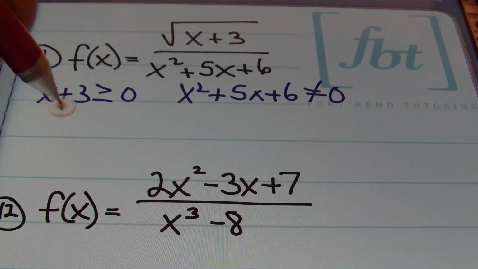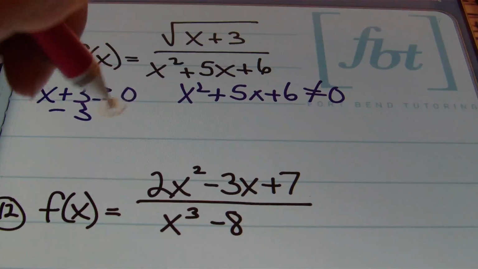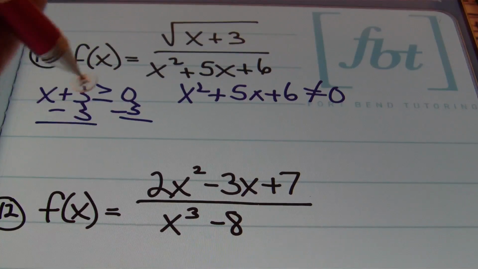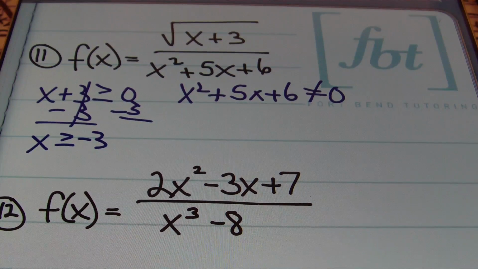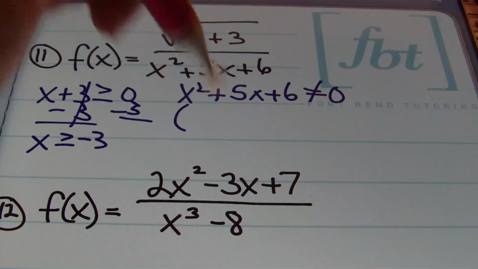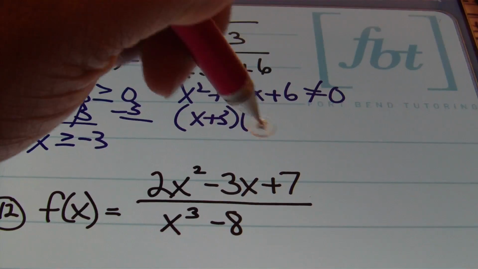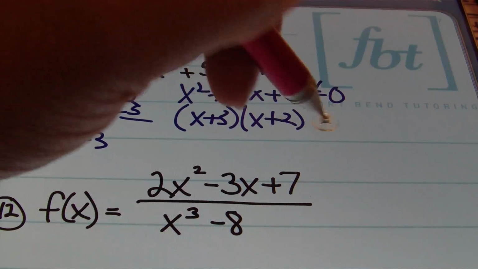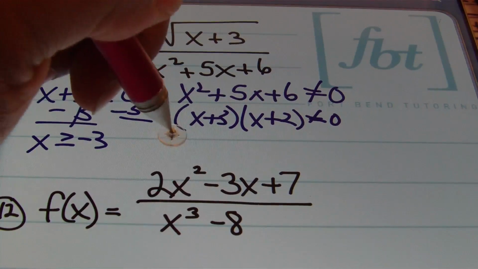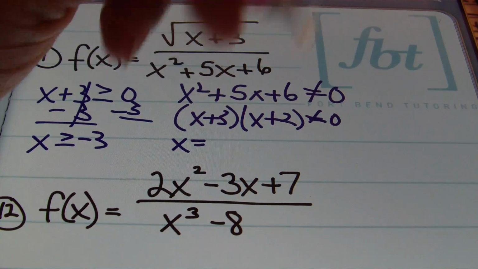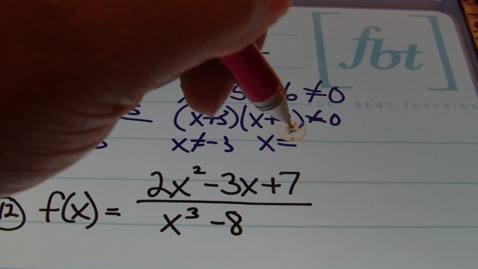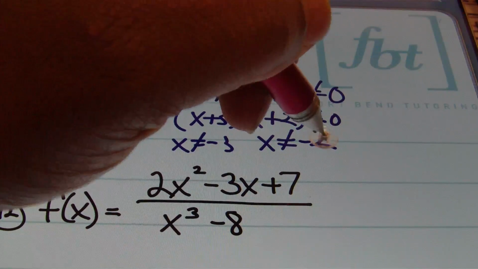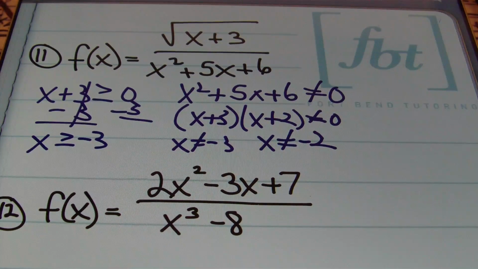So I need to solve for x in this inequality and in this equation. I'm going to subtract 3 from both sides, and I end up with x being greater than or equal to negative 3. In addition, if you factor your trinomial, you'll have x plus 3 times x plus 2, and all of that can't equal 0. So after solving, you'll know that x cannot equal negative 3 and x cannot equal negative 2. All of this needs to be kept in mind, ladies and gentlemen.